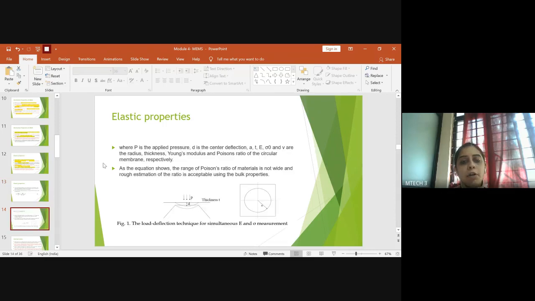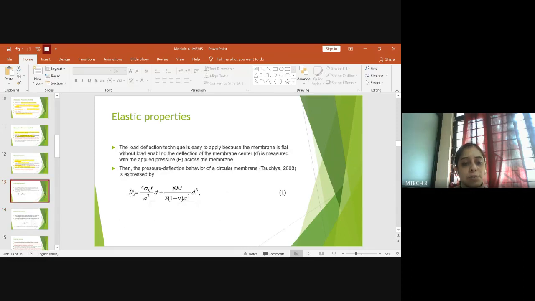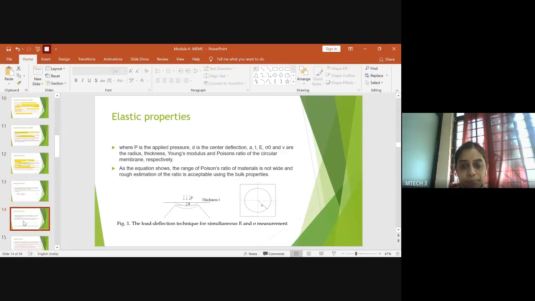Once you write it down, you can tell what each parameter is. P here stands for the pressure which has been applied, as you are aware. Then you have A, T, E, sigma dot, sigma naught, and V. These are associated with the radius. If you see the circular membrane here, I've shown a line passing through the center, and instead of writing R, it has been mentioned as A. But still it is the radius of the circular membrane. So A stands for the radius of the circular membrane. T stands for the thickness of the circular membrane.